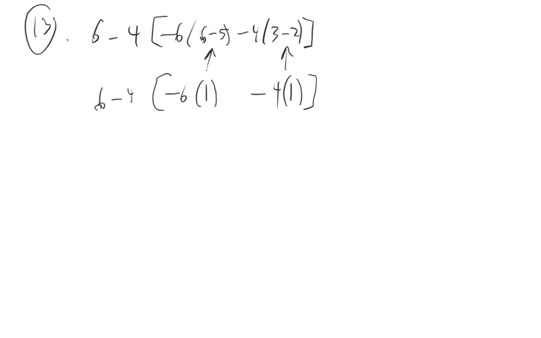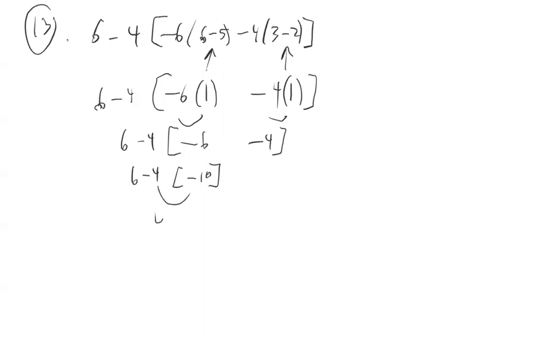So this negative 6 times 1 is negative 6. This is negative 4. The negative 6 minus 4 is negative 10. And then you do this negative 4 times the negative 10, which is positive 40. So 6 plus 40, which is equal to 46.